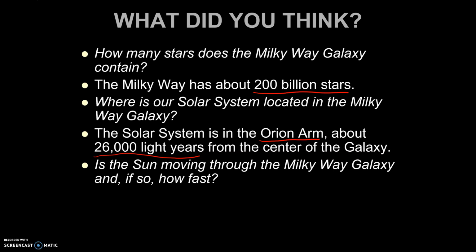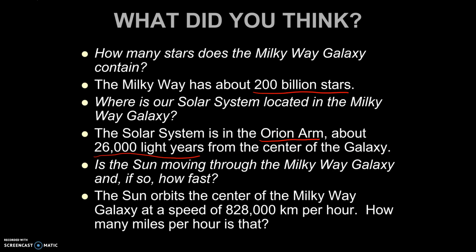And then, is our sun moving through the Milky Way Galaxy? If so, how fast? The sun orbits the Milky Way Galaxy at a speed of 828,000 kilometers per hour. So it's a really, really fast speed. We are moving very fast, but we're not feeling those effects, obviously, because as the sun orbits our Milky Way Galaxy, we are doing our normal orbit around the sun, which is interesting to think about. Okay, so that's it for the Milky Way Galaxy.